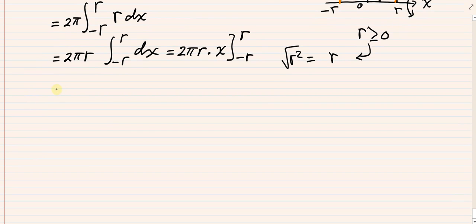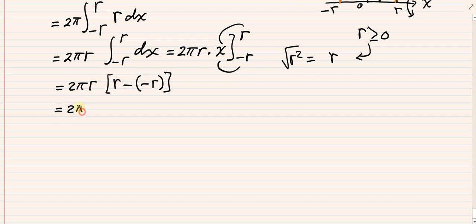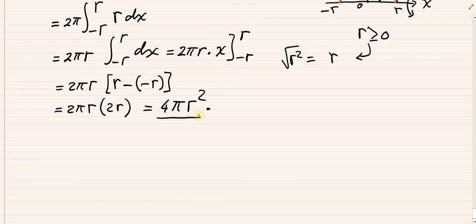Okay, here is 2 pi r. Now we're going to plug in the upper limit, r, minus plug in the lower limit, negative r. And that's going to be 2 pi r. r minus minus r, that's 2r. 2 times 2 gives you 4 pi. r times r gives you r squared. And there we have the 4 pi r squared as a result of that. Okay, and that is indeed what the formula for the surface area of a sphere is.